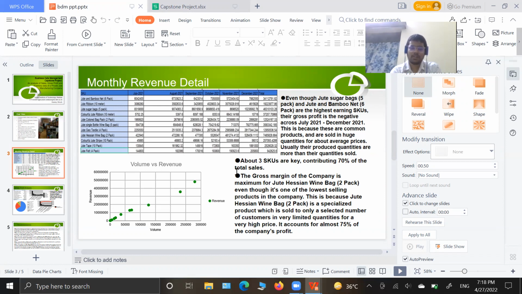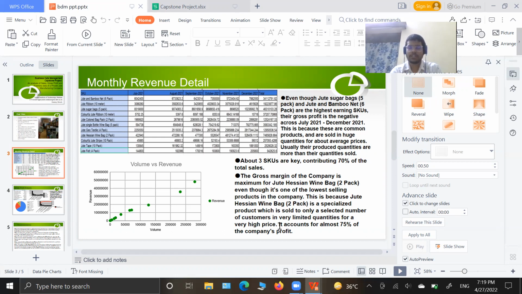And the third thing I observed from this data is the gross margin of the company is maximum for jute Hessian wine bag. Even though it's one of the lowest selling products in the company, this is because jute Hessian wine bag is a specialized product. That means it's a costly product which is meant for a specific band of customers, we can say. So it's sold for only selected customers in limited quantities for a very high price.